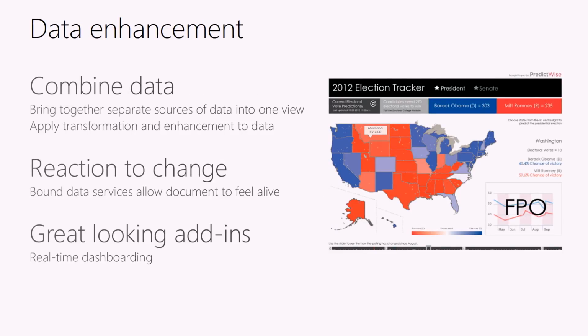Data enhancement. These ones are the really cool ones where, in this visual here, it's quite an old example, but it was the go-to-market launch example from 2012, where the FPO in the bottom right-hand corner is a content add-in. There was a task pane add-in that looked against the live web service for the election data, and it brought the two things into the same sheet, and then the sheet behaved differently depending on how the results from the data sources were behaving.